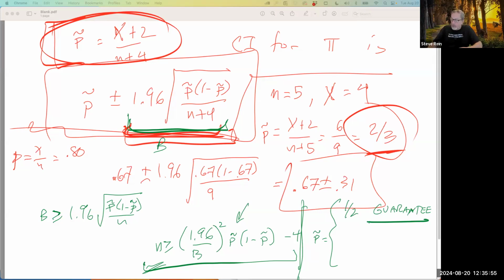Second approach, maybe a new color. Let's go blue. You can use prior data, from the population you're sampling from. I don't have a sample already, perhaps, but if I do have a sample, I could get p tilde from that prior data set and use that p tilde as the input on the right-hand side.